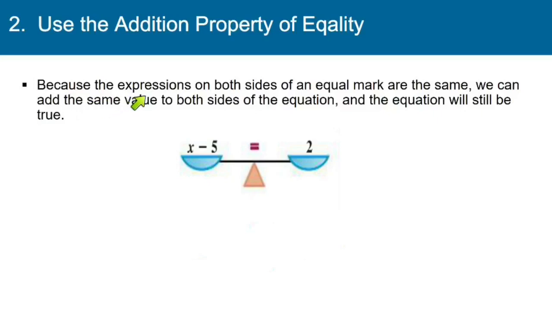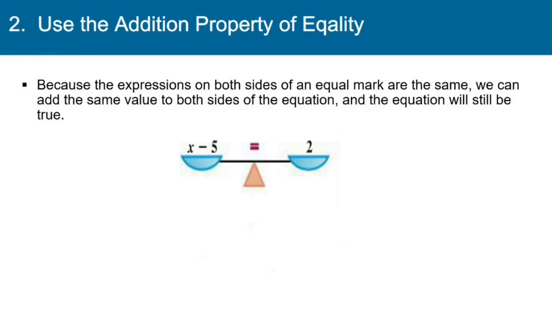Now, because the expressions on both sides of an equal mark are the same, we can add the same value to both sides of the equation and the equation will still be true. So you can always think of the equal mark as the fulcrum in a balance scale.